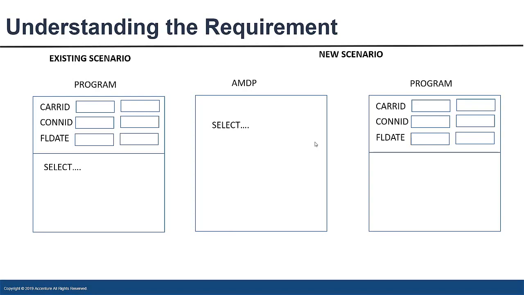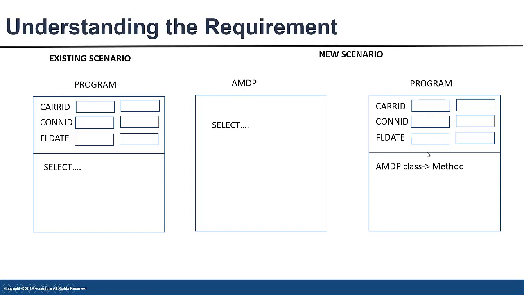So you should be able to write a select statement in AMDP in such a way that you can incorporate any selection screen. In short, you will have to ensure that any selection screen can be incorporated in your select statement. For that, you will have to have one more importing parameter in AMDP which you can pass from your program. So in AMDP, you will be adding one more importing parameter as a where condition.